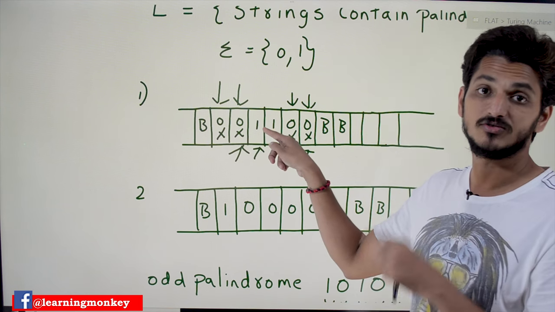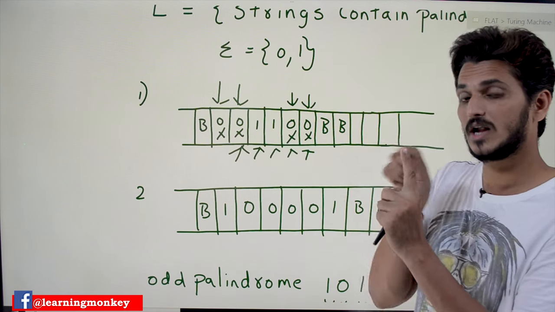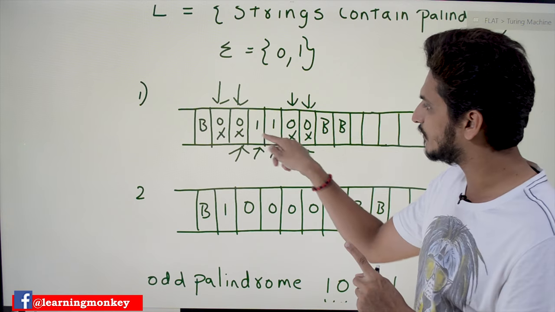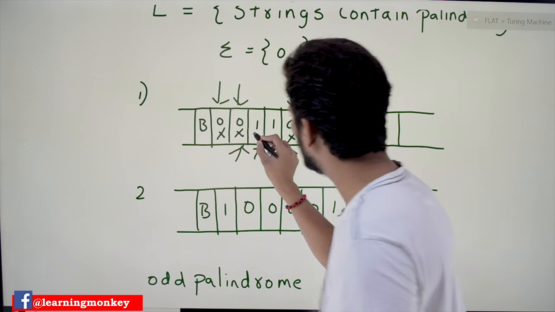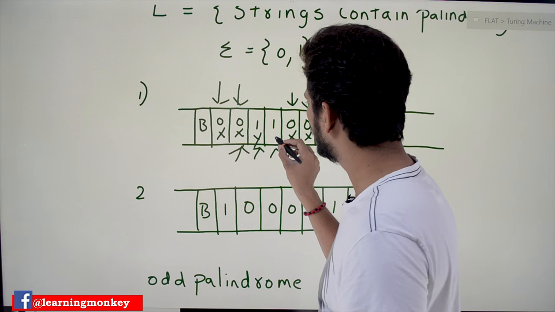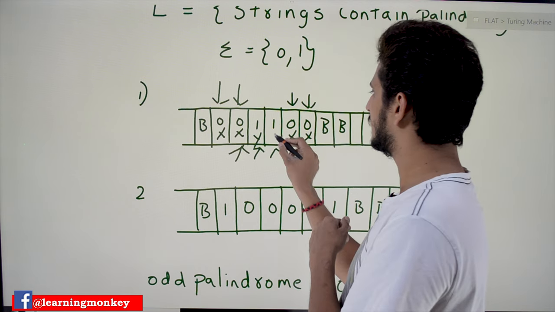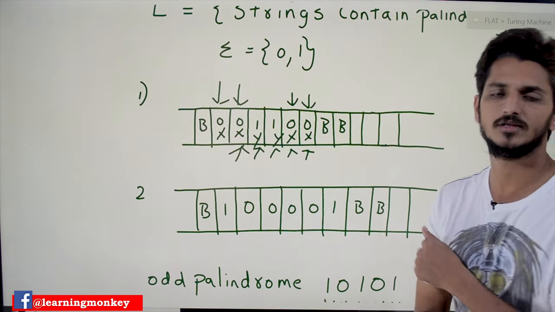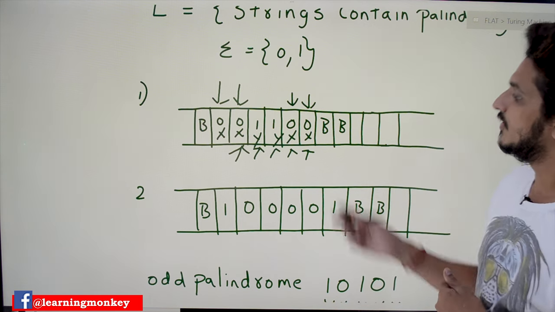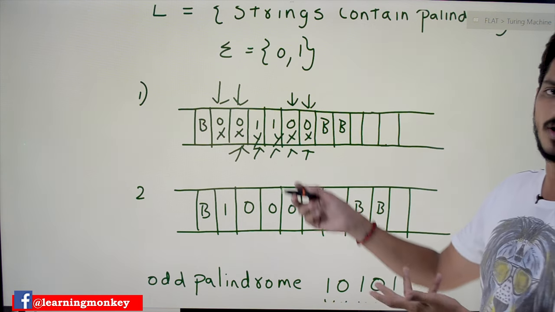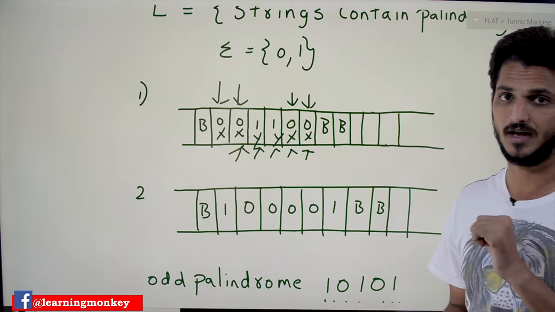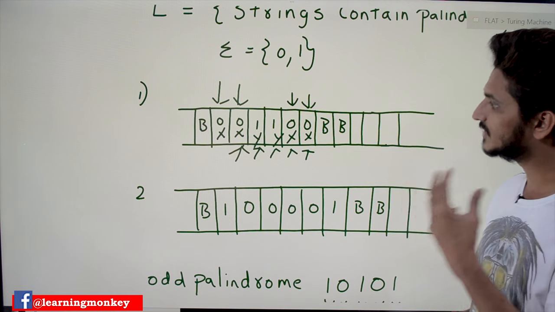We found it as 1. 1 means we will convert it to y. Whenever you find y, then move to the right side. We convert it into y. This is how we will convert. Whenever you find that all are equal, it should be accepted. This is the logic to construct.